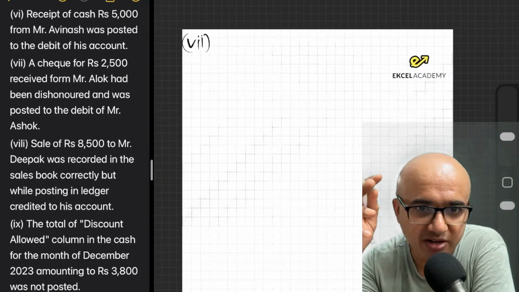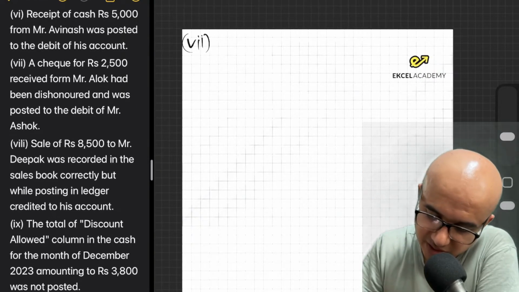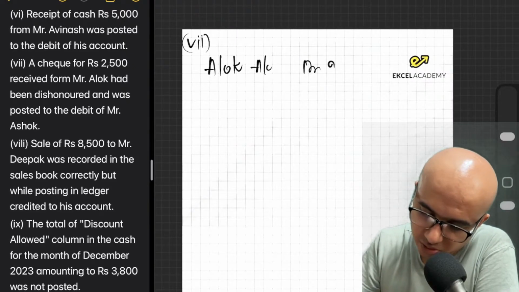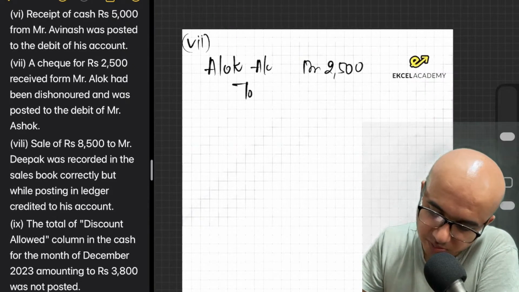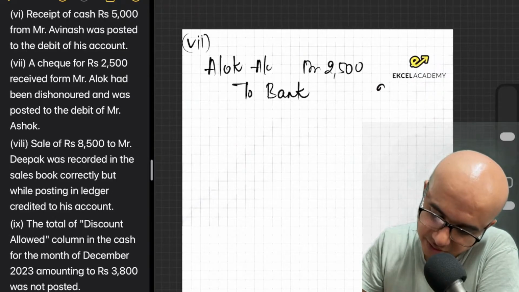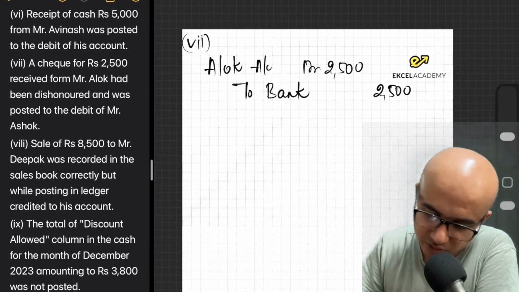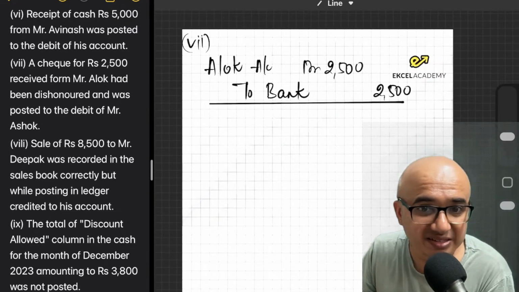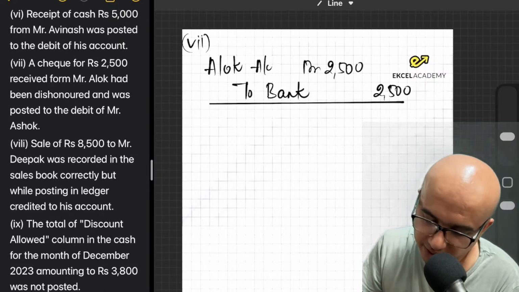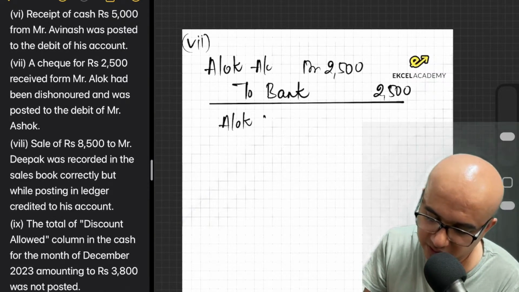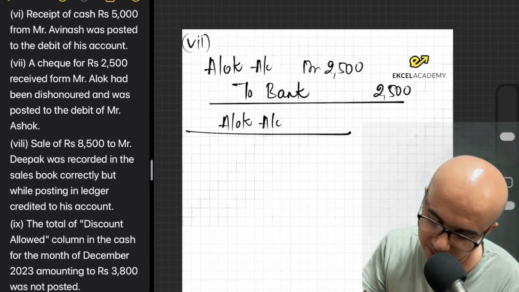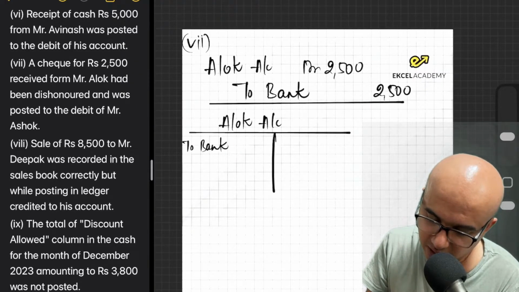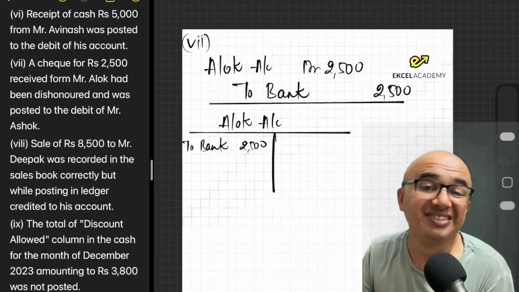Cheque for rupees 2,500 received from Alok had been dishonored. So that means Alok will once again become an asset. Alok account debit 2,500 to bank. This is the entry which they should have recorded. They have also recorded this entry correctly. There is no doubt about that. But while posting this, the mistake has happened. It should have been recorded in Alok's ledger as to bank 2,500. This they did not.